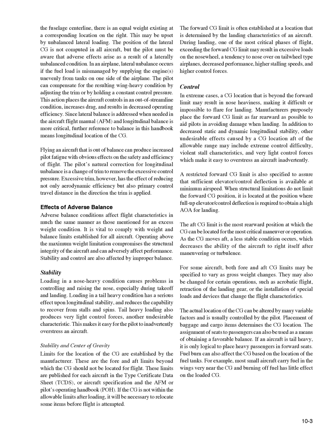In an airplane, lateral unbalance occurs if the fuel load is mismanaged by supplying the engines unevenly from tanks on one side of the airplane. The pilot can compensate for the resulting wing-heavy condition by adjusting the trim or by holding a constant control pressure. This action places the aircraft controls in an out-of-streamline condition, increases drag, and results in decreased operating efficiency.